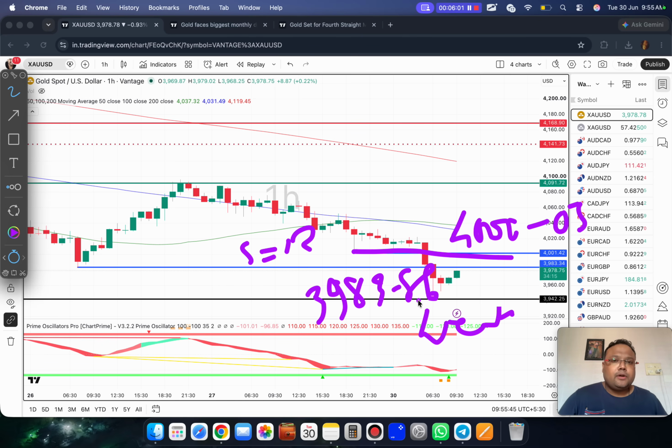So let's wait and watch. Personally, if I get a chance, then I will be more comfortable taking a sell position below 3942 after some consolidation, because market is under pressure. I'm expecting a boom, a big drop. At least we can expect one good candle, isn't it? So let's wait and watch.